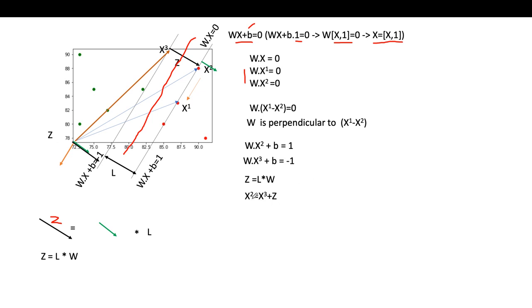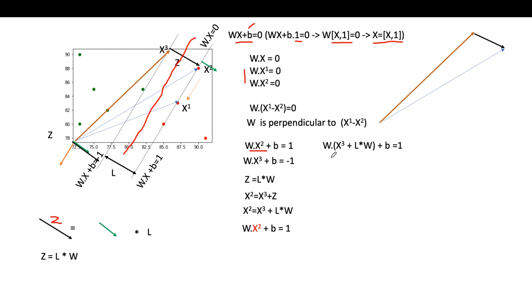So we can write from this triangle that x2 equals x3 plus z. It's drawn separately over here to understand: x3 and z, and this is x2. That is vector addition. So we can replace z by L times w, and write x2 as x3 plus L times w, and then we take this equation wx2 plus b and replace x2 by x3 plus L times w, and we get this equation.